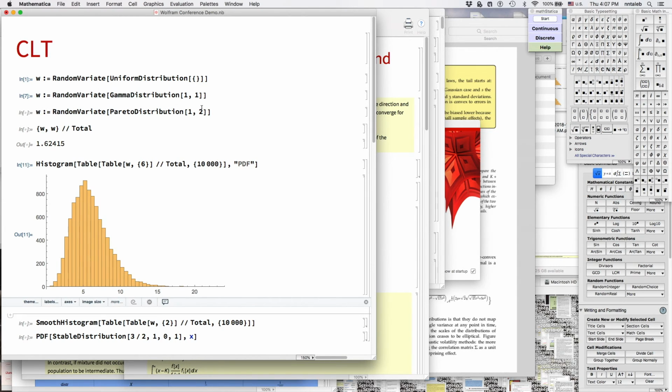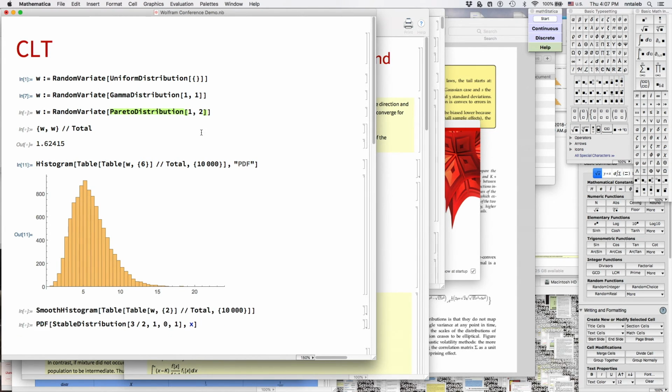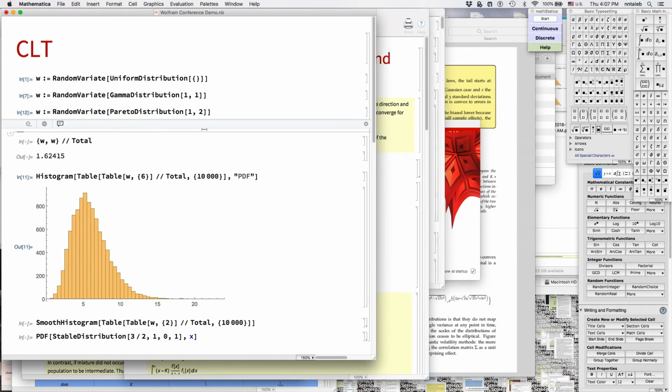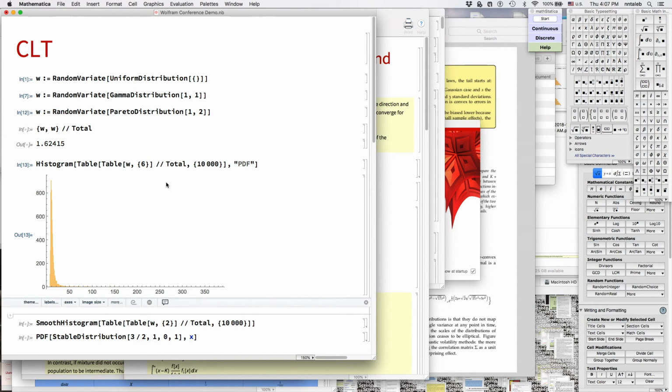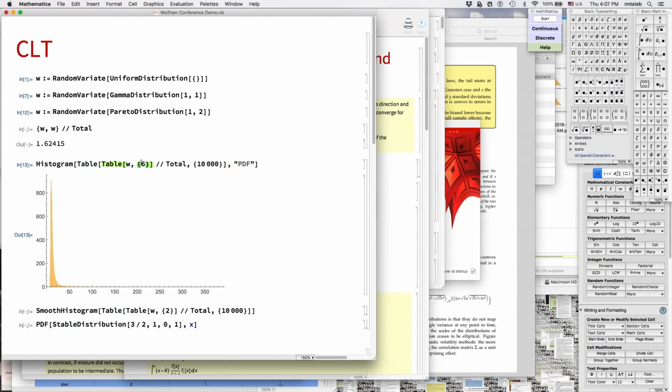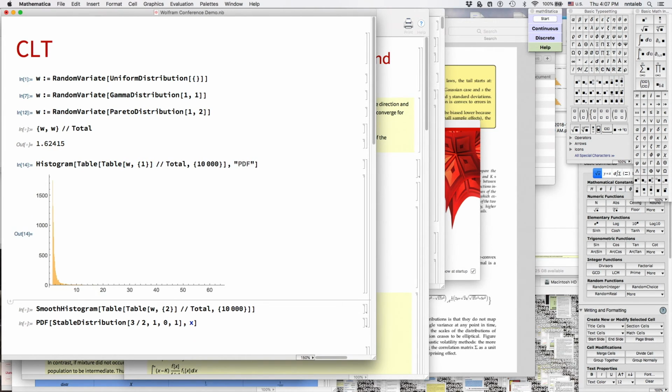Now, let me take a distribution, a Pareto distribution, with a tail exponent of 2. And let's do the following. This is how it looks like, not a Gaussian. This is at 6. For 1, this is how it looks like. You always have a very large deviation somewhere here.